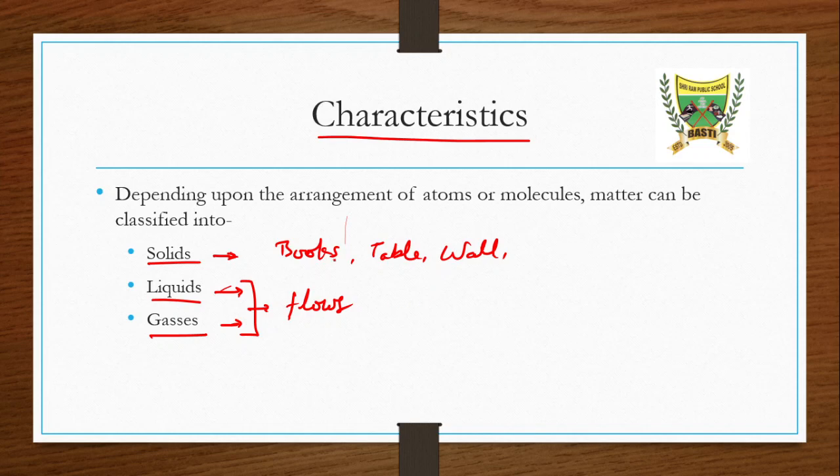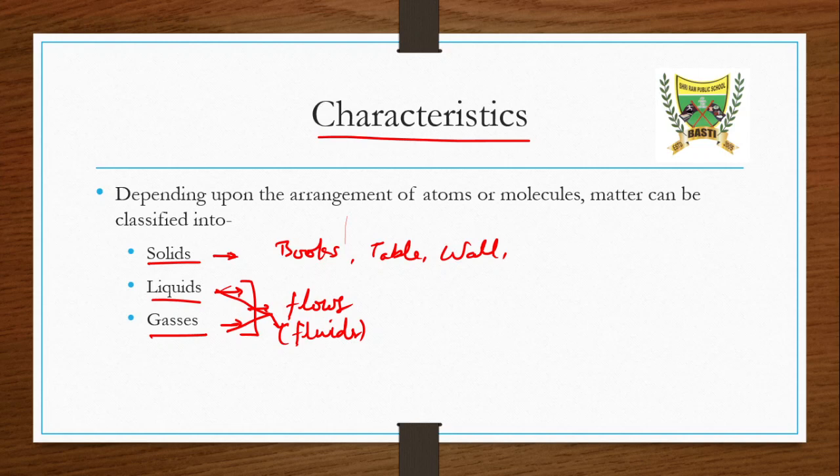Okay, so liquids and gases can flow, so we call them combinedly fluids. What do we call them? We call them fluids. Liquid and gas combined are both called fluids. Both of these are called fluids because they have the property of flowing.